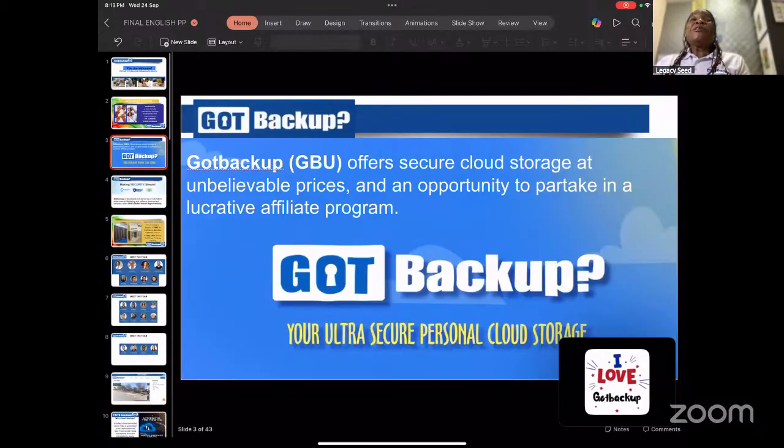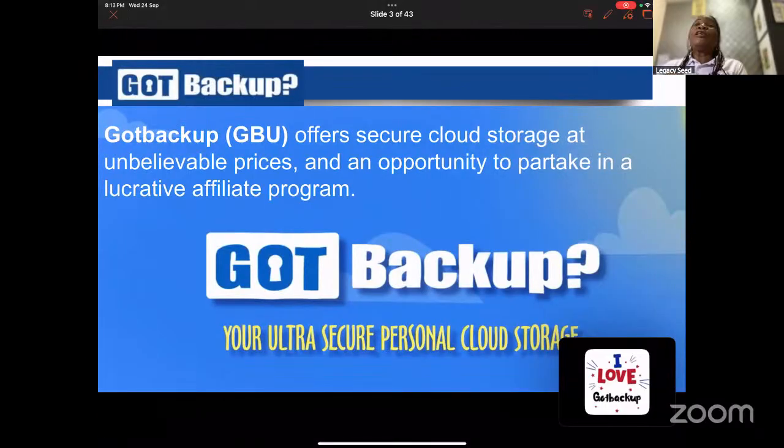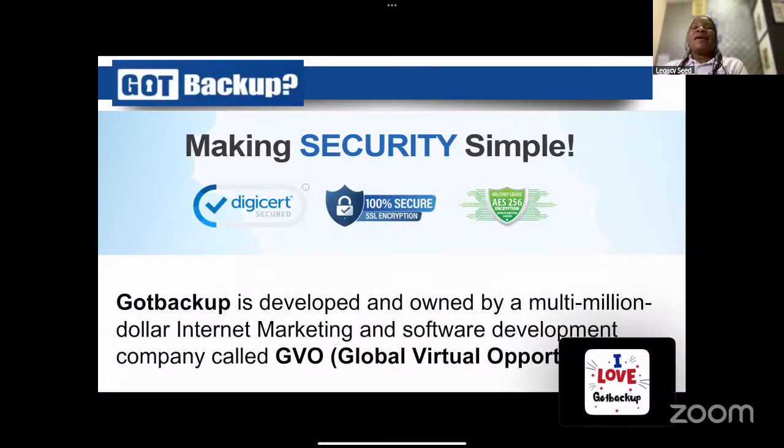Okay. So GOT Backup. GOT Backup is a cloud storage service that offers secure cloud storage at unbelievable prices, real prices, and also offers an opportunity for you to partake in a lucrative affiliate program. So we usually say GOT Backup is your ultra secure personal cloud storage. Ladies and gentlemen, get ready and let's zoom into what GOT Backup is all about and why I'm always excited to talk about it.